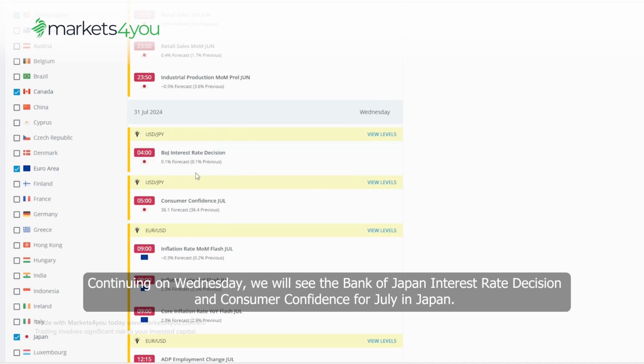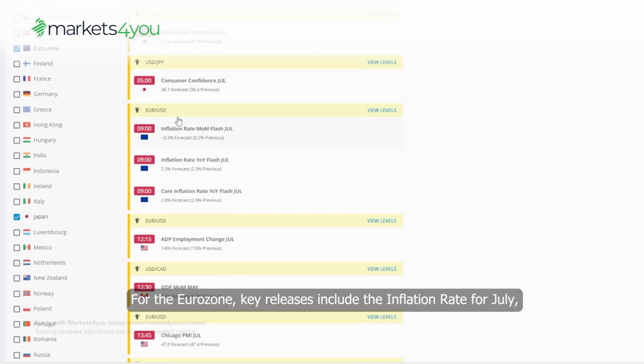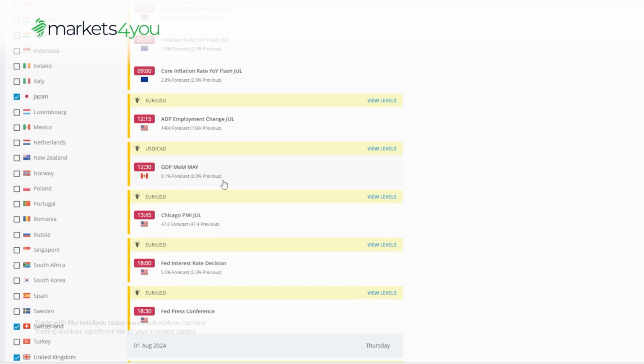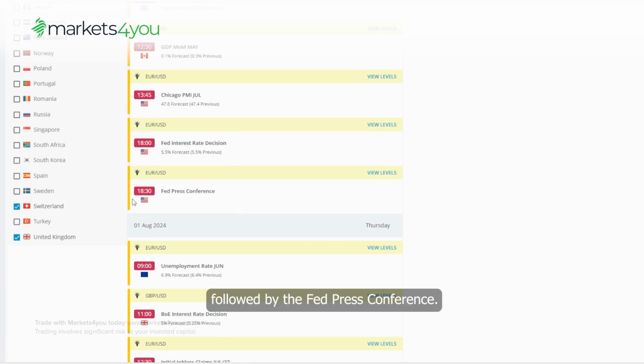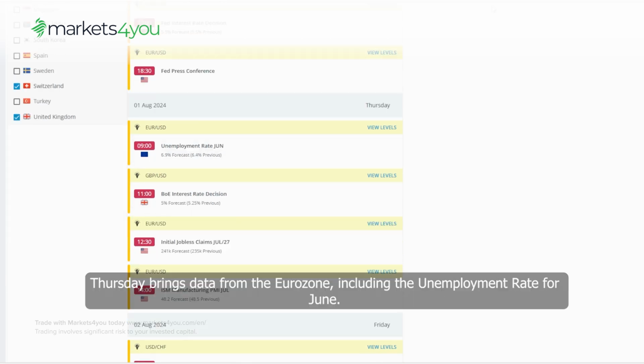Continuing on Wednesday, we will see the Bank of Japan interest rate decision and consumer confidence for July in Japan. For the Eurozone, key releases include the inflation rate for July, both monthly and yearly, and the core inflation rate for July. In the US, we'll have the ADP employment change for July. Canada will release its GDP data for May. The day will also feature the Chicago PMI for July and the much-anticipated Fed interest rate decision, followed by the Fed press conference.